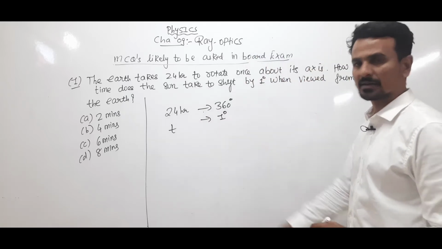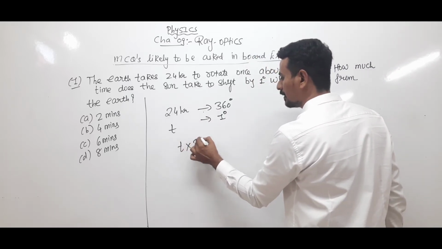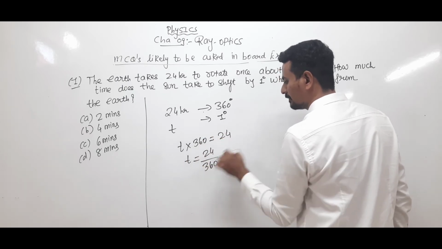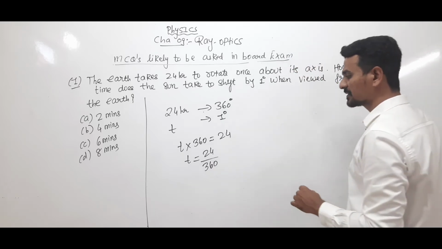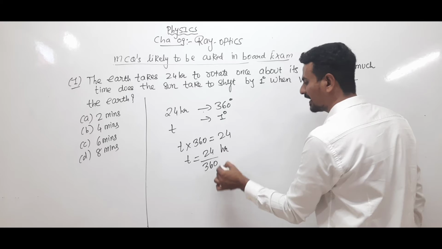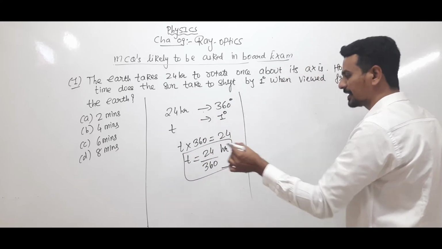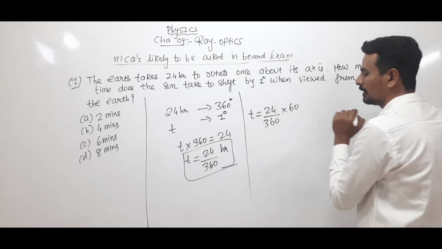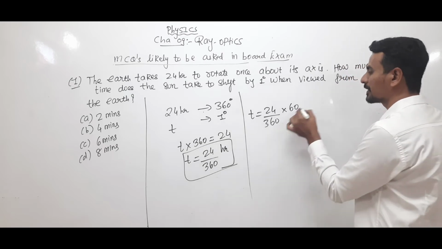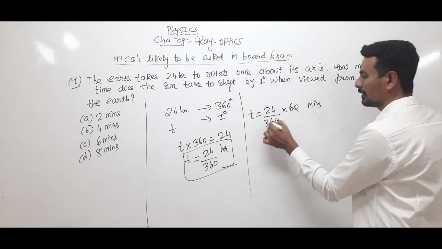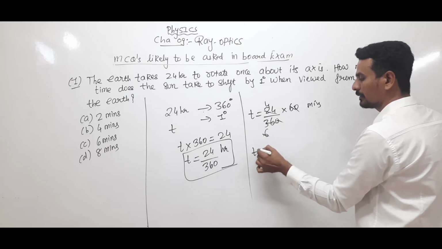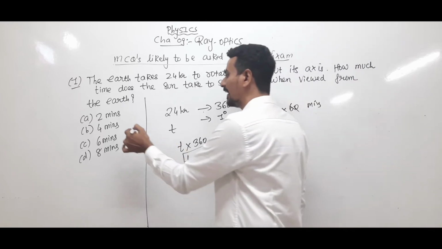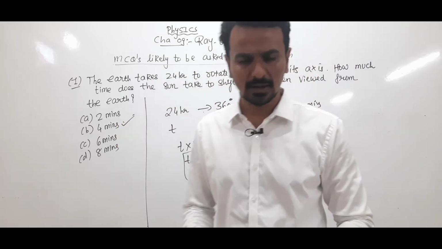So, for 1 degree, the time will be 24 by 360 hours. So, your options are in minutes. So, it will be 24 by 360 into 60, because 1 hour is 60 minutes. So, I have converted this into minutes. So, it will take 4 minutes to have a shift of 1 degree. Clear? So, B is your correct option. Fine? The next one.